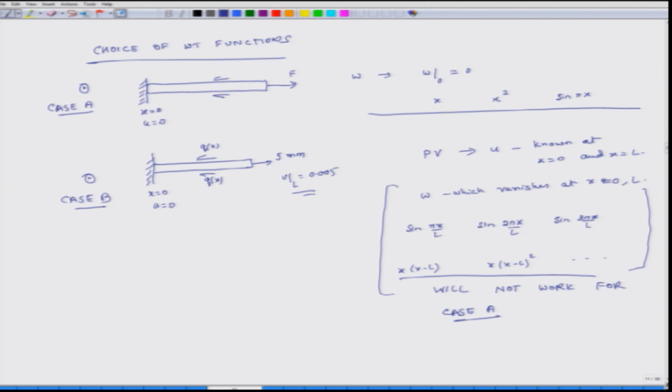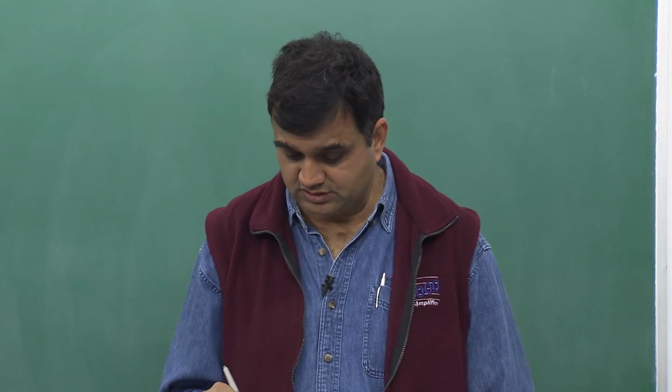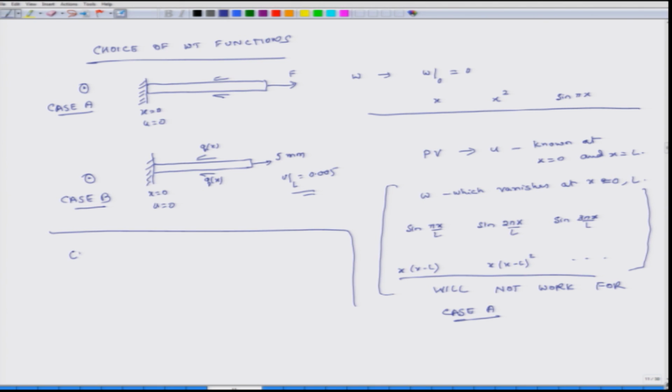Okay. So, the first reason is that we have to choose these weight functions in such a way that they represent variations in the primary variable. So, in a general sense, choose W such that W is a variation of U. Okay. It is a variation of U.